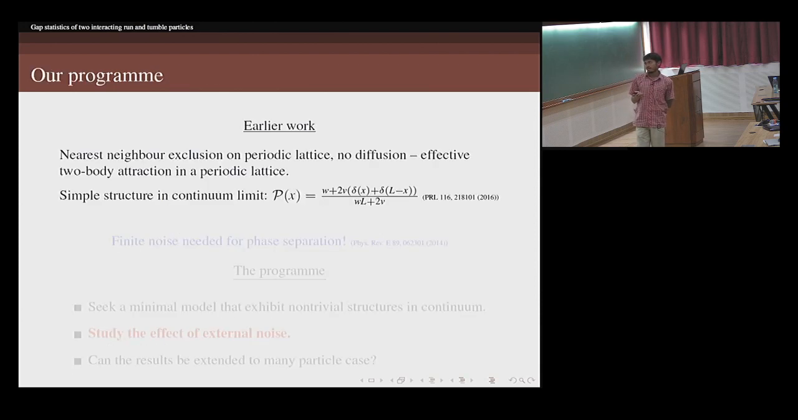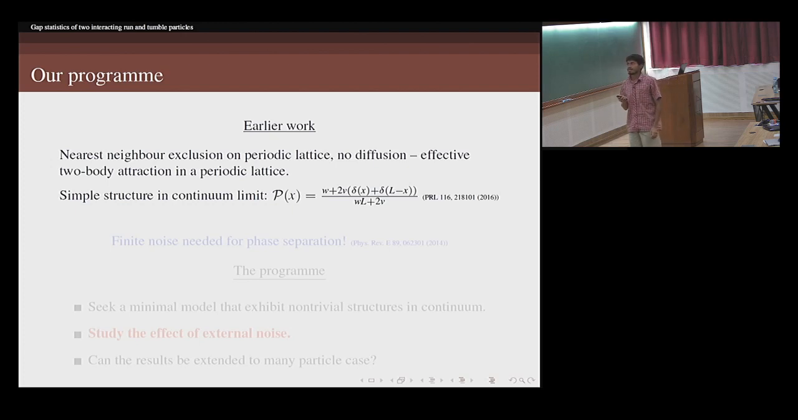First, there is some earlier work. This idea is not entirely new. In 2016, this setup was discussed in this paper. They put these random tumble particles on a lattice and studied the same gap distribution, but there was no external noise. They found some kind of effective attraction on a lattice. However, most bacteria or experimental systems move on a continuum, so we are really interested in studying the properties on a continuum.